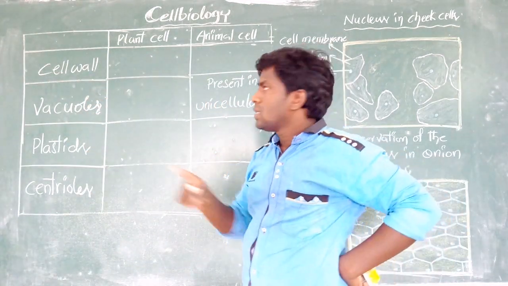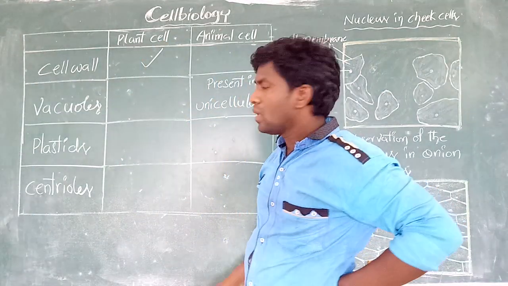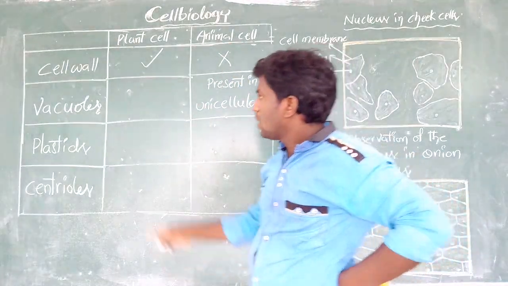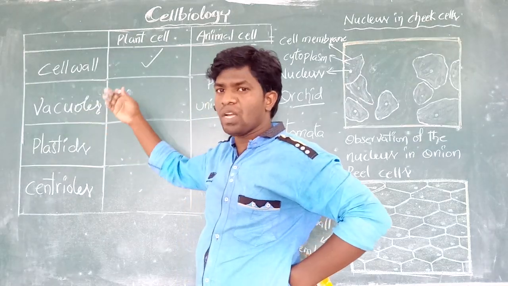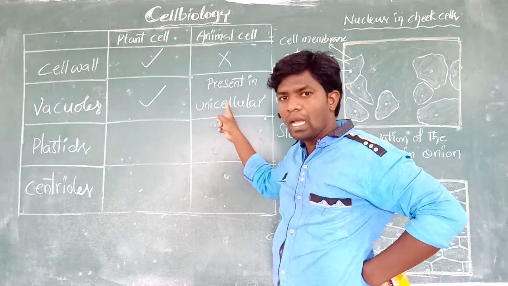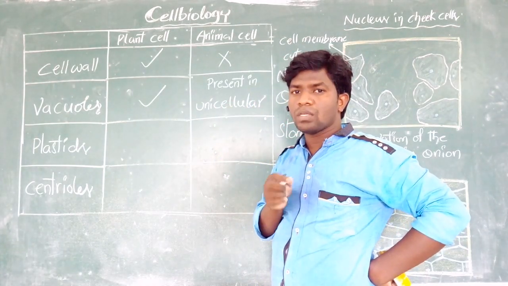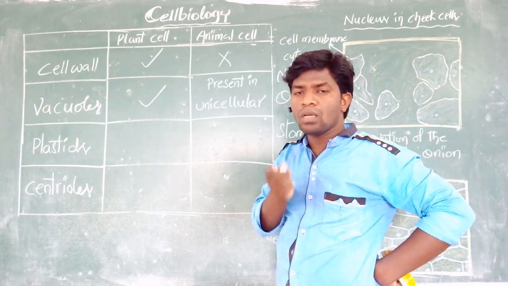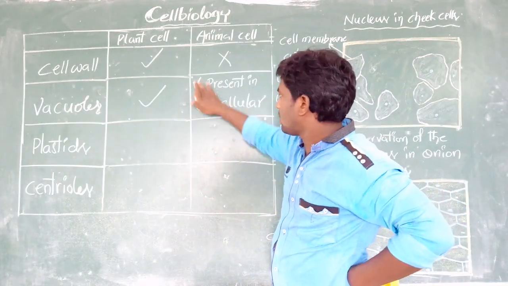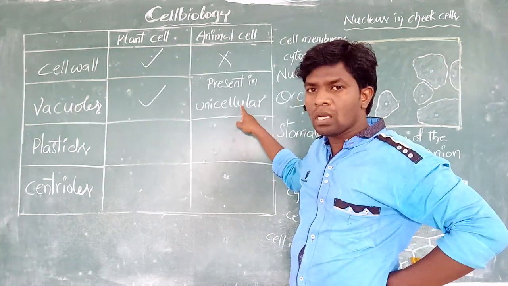The cell wall is present in plant cells. The cell wall is absent in animal cells. Big vacuoles are present in plant cells. Actually, vacuoles are absent in animal cells, but unicellular organisms have vacuoles. Tiny, small vacuoles are present in unicellular organisms.